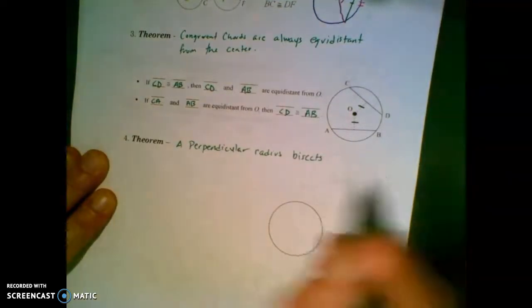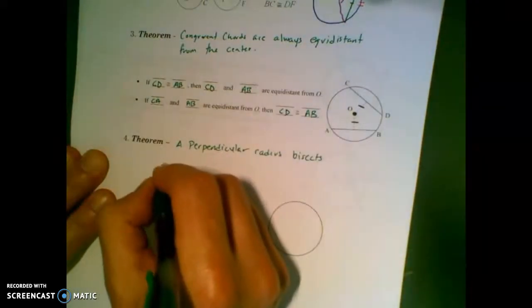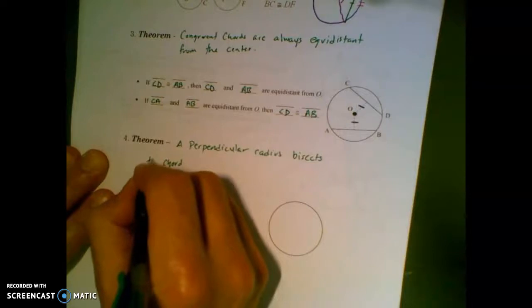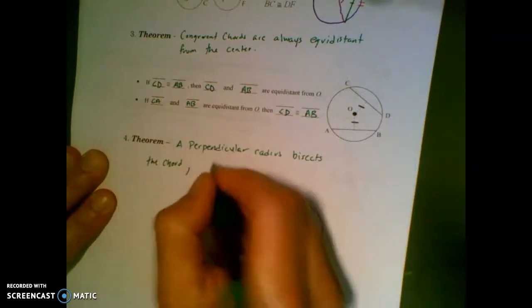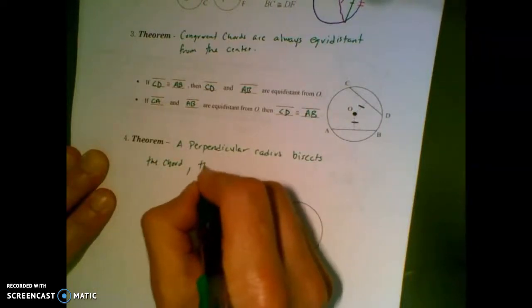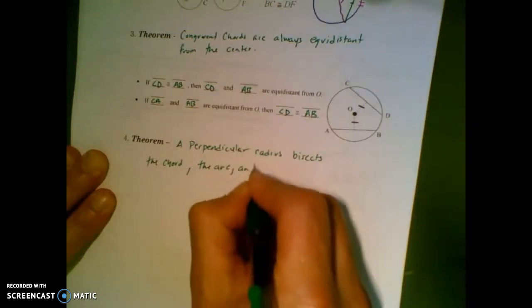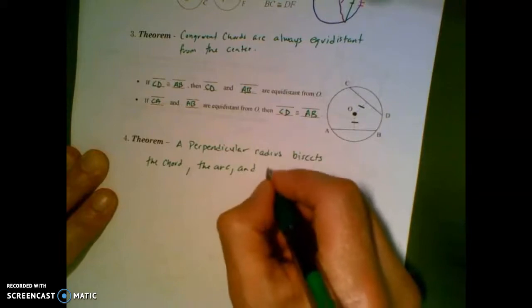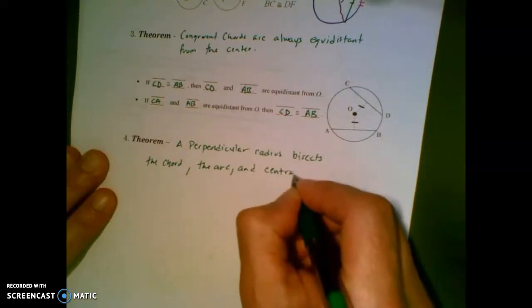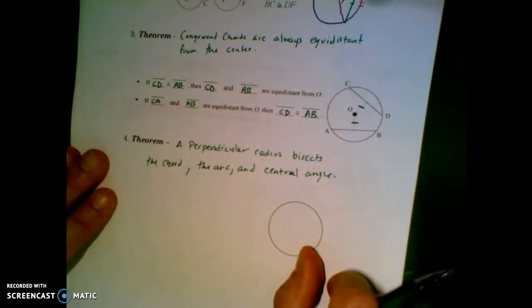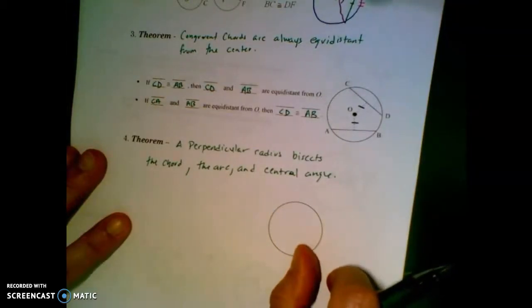It actually bisects three things. It bisects the chord itself, bisects the chord, bisects the arc, and the central angle, which I did not mention in the introductory video. So again, what that's going to look like in pictures.